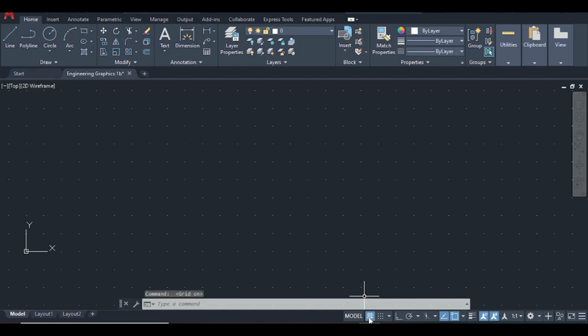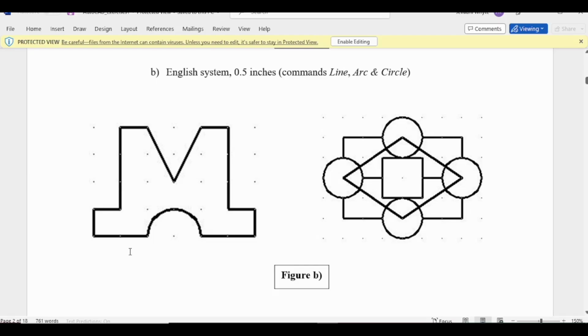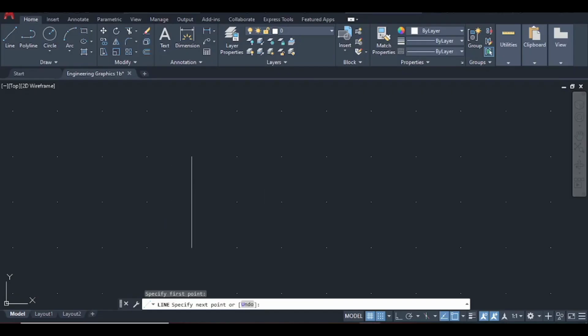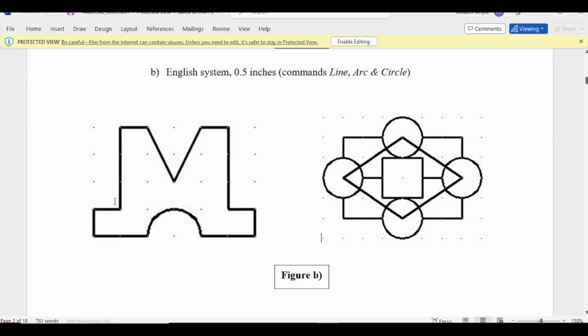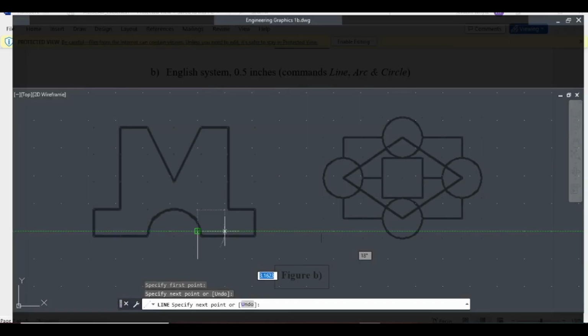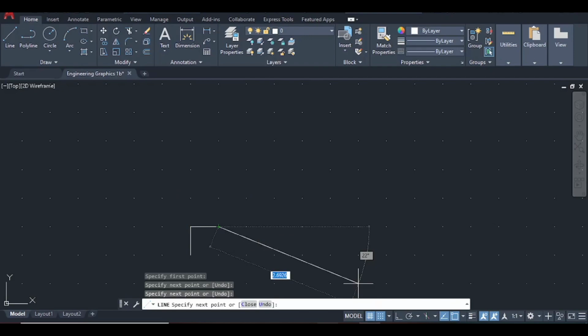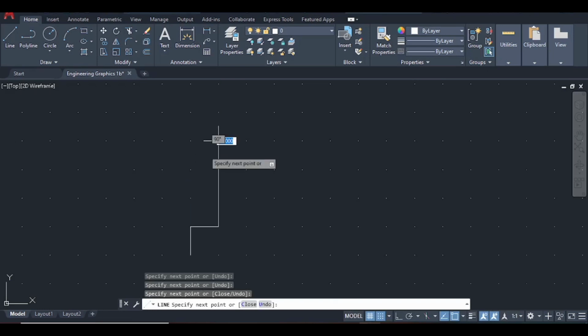Firstly, we should have the drawing grid and snap mode on. Starting from the bottom left, the height of this first line should be 1, 2, that's 1 inch. Then it goes to the right. Wait, my bad. It should be 1 unit up from the start. Yes, 1 unit up and then 1 unit to the right. And then 1, 2, 3 units up, to 3 or 1.5 inches.